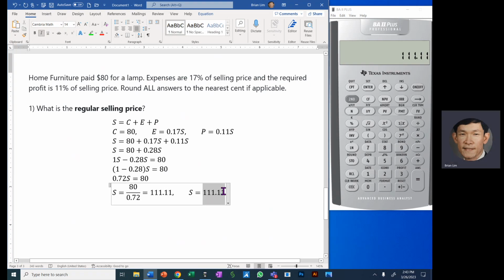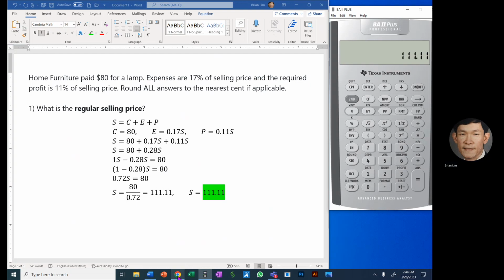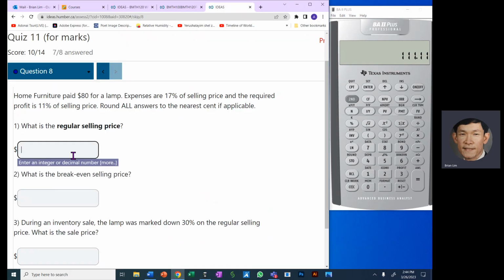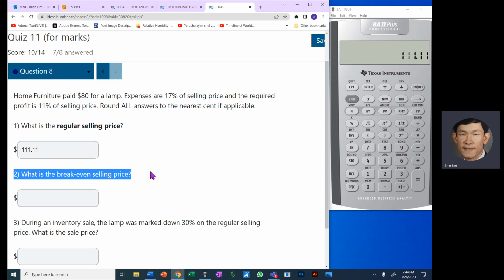All right, now if you didn't quite like that approach to getting the answer, then we go back and we put in 80 and we divide by 0.72. And there we are. So this answer seems to be correct. So the regular selling price is 111.11, right? Next, what is the break-even selling price?